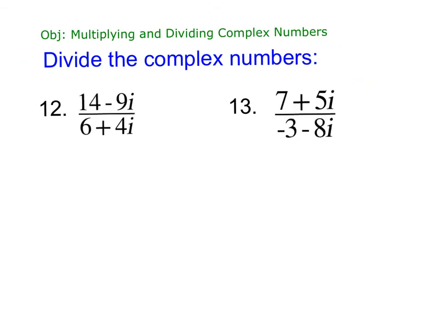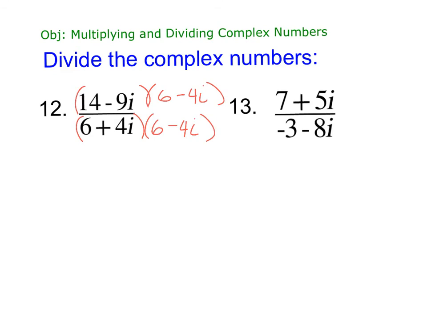Okay, now we're getting into the harder ones. So, remember, we're getting rid of the i in the denominator. How do we get rid of an i if I have a binomial? So think back, what did we write down and then not use? Conjugate. So if we multiply the bottom by 6 minus 4i, the conjugate, that's going to get rid of an i in the denominator. Right? So the top, we're going to have to FOIL out.